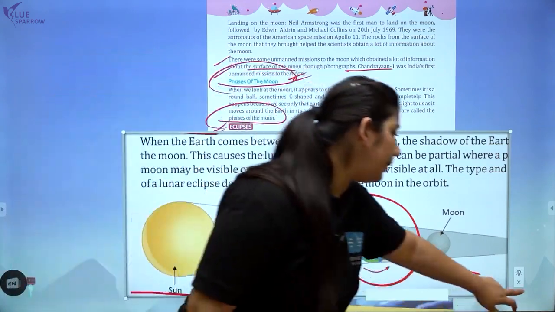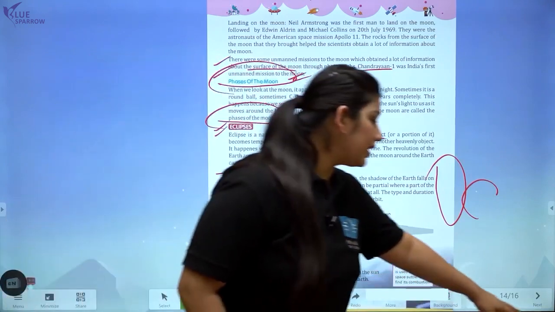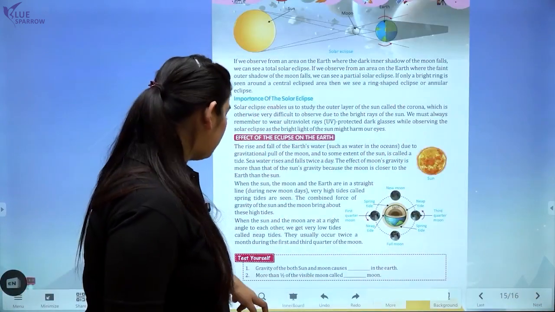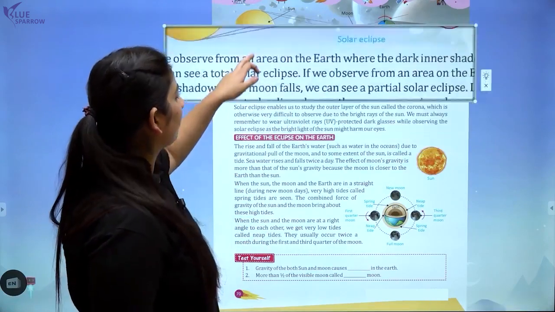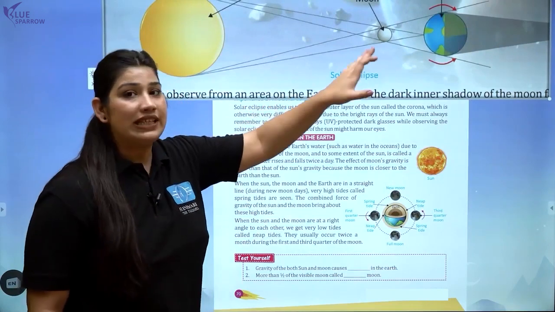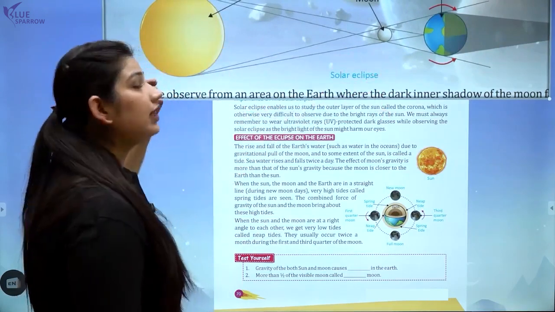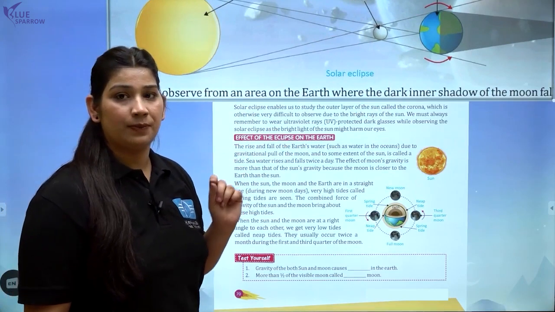Next comes solar eclipse. Solar eclipse takes place when the moon comes in between the sun and the earth. Have a close look at the picture and understand the moon is between the earth and the sun. This is the situation of solar eclipse.